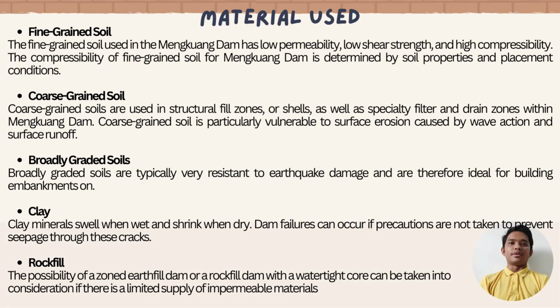We continue with the material used in this case study. First, the fine granite soil. Fine granite soil used in the Mengkuang Dam has low permeability, low shear strength, and high compressibility. The compressibility of fine granite soil for Mengkuang Dam is determined by the soil properties and placement condition. Next, coarse granite soil. Coarse granite soil is used in the structural fill zone or shell, as well as the transition, filter, and drain zone within Mengkuang Dam.